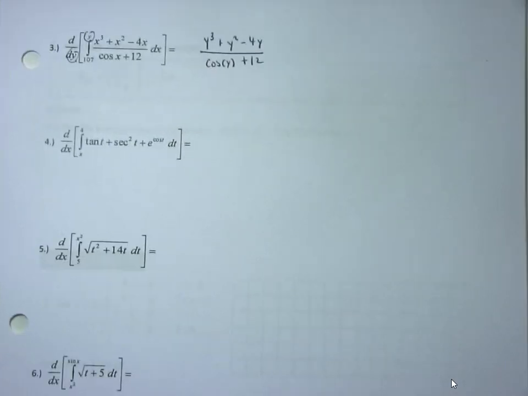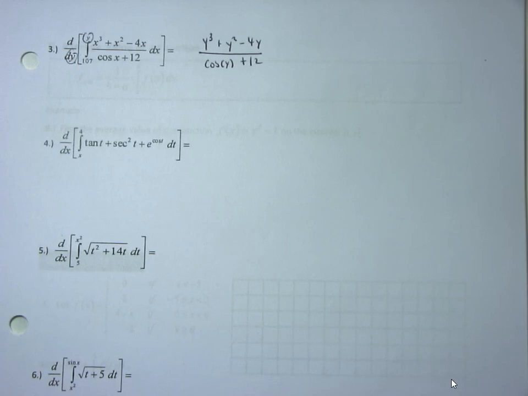Now, help me out. Do the next one. The derivative with respect to x of the integral from x to 4 of tangent of t plus secant squared of t plus e to the cosine t dt.